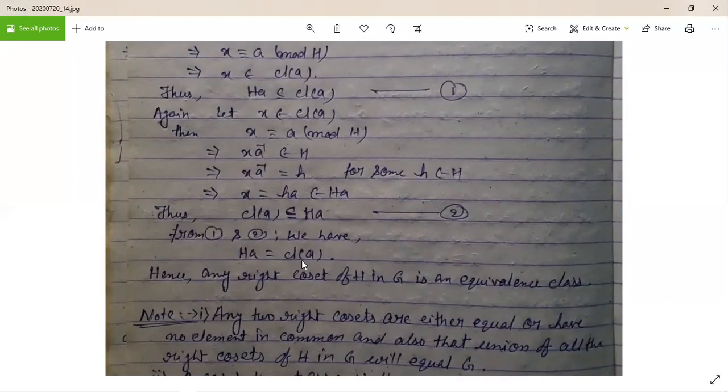That means any right coset of H in G is an equivalence class.